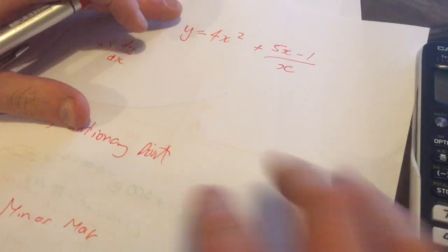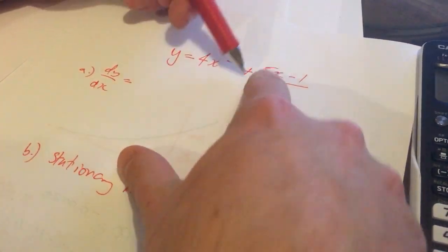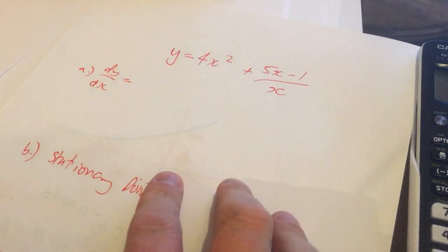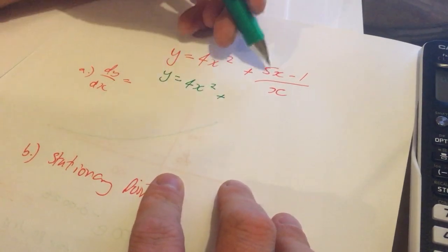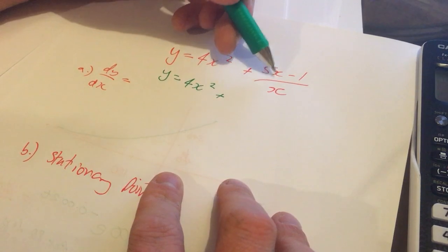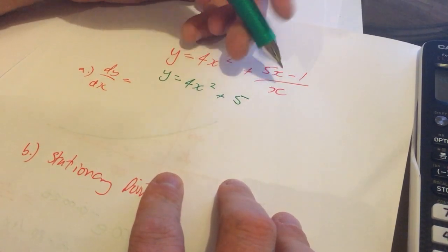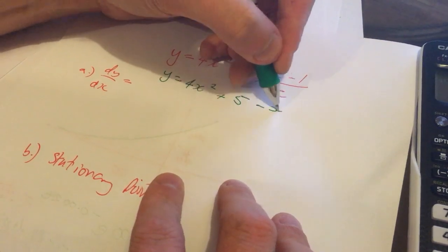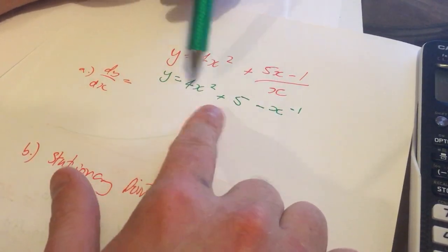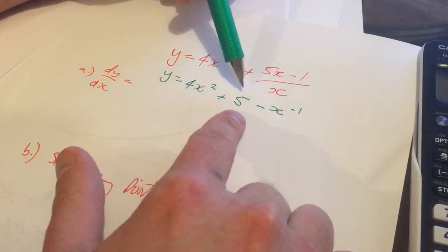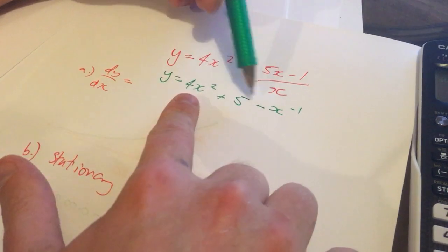So, first bit, dy/dx. In order to differentiate this, we need to sort out this fraction here. So we're going to say y equals 4x squared plus, we can split this into two fractions. 5x divided by x is going to give us 5, and minus 1 over x is going to be minus x to the power minus 1. Notice I have not differentiated anything. All I've done is simplify this bit into a form where we can differentiate. So label it y because you haven't differentiated.